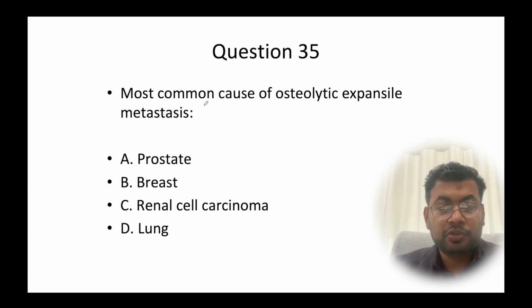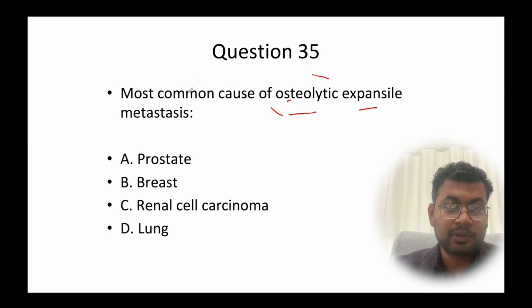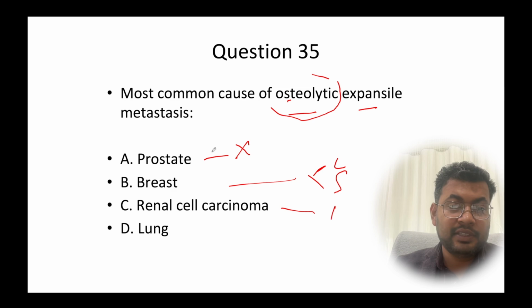Most common cause of osteolytic expansile metastasis. Now they are asking about osteolytic. Prostate is sclerotic, so it is ruled out. Then breast, renal cell carcinoma, lungs. Breast can be both lytic and sclerotic, but renal is always lytic. And a few varieties of lung can be lytic or sclerotic. So the answer is C, renal.